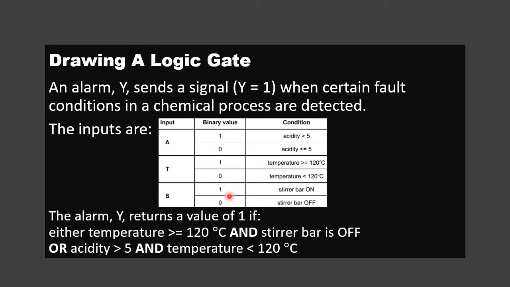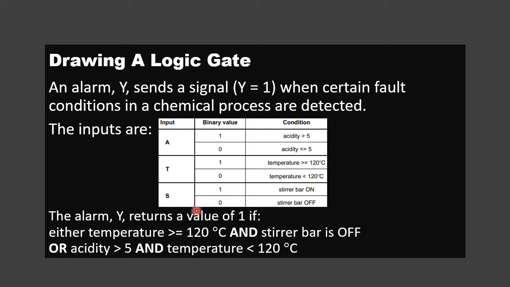And the third input is S, the stirrer bar. If the stirrer bar is on, you get S equal 1, and if the stirrer bar is off, you get S equals 0. So these are the 6 different inputs of 3 conditions. Okay. Now let's look at the third part of the question.